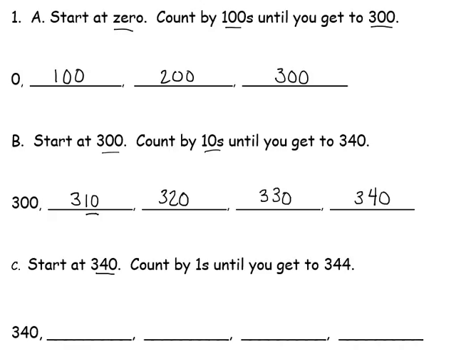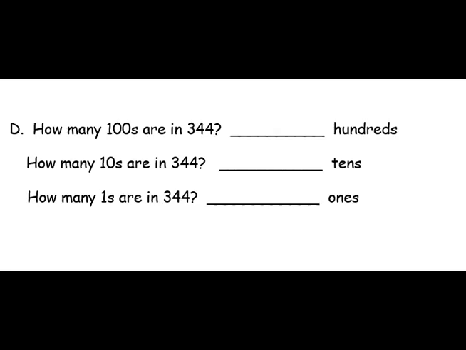Now we're going to start at the number 340 and count by ones until we get to the number 344. I start at 340. If I'm counting by ones, the next number would be 341. And then 342, 343, and 344. Here, the hundreds digit and the tens digit stay the same, but the ones digit changes since we're counting by ones. And throughout this lesson, we want to keep a focus on the place value.